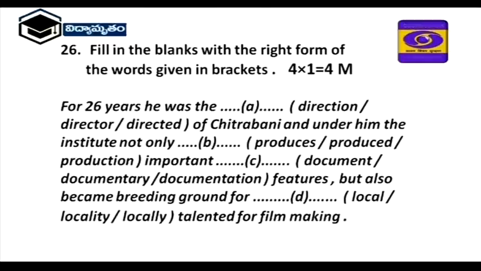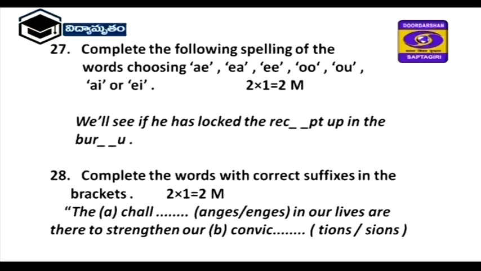Fill in the blanks with the right form of the words given in brackets. Here you are given 4 blanks, that is, "For 26 years he was the ___ of Chitrabani." Here you are given 3 choices. What are they? Direction, director and directed. Whatever you feel correct, you have to take that word into that blank and answer it. Here 4 such blanks are there and you have to write the 4 answers chosen from the choices given in the brackets. Then you have to write it in the answer booklet. This is again for 4 marks, 4 into 1, 4 marks.